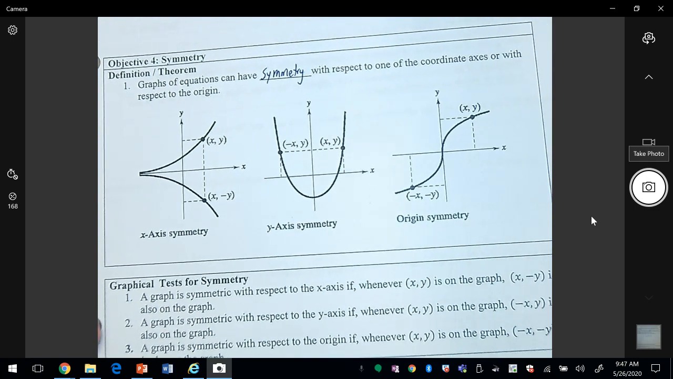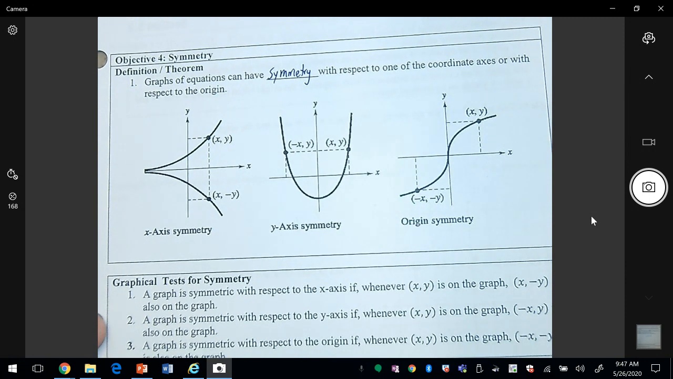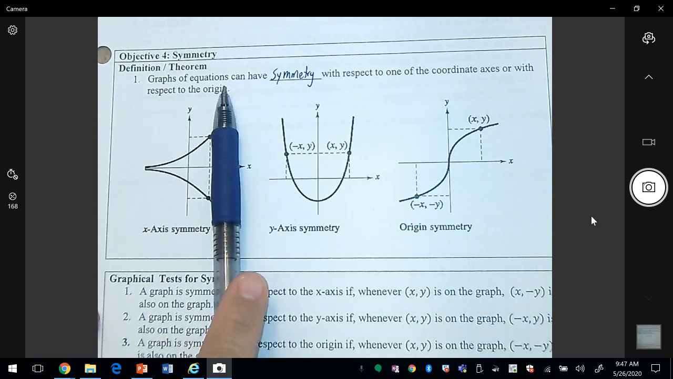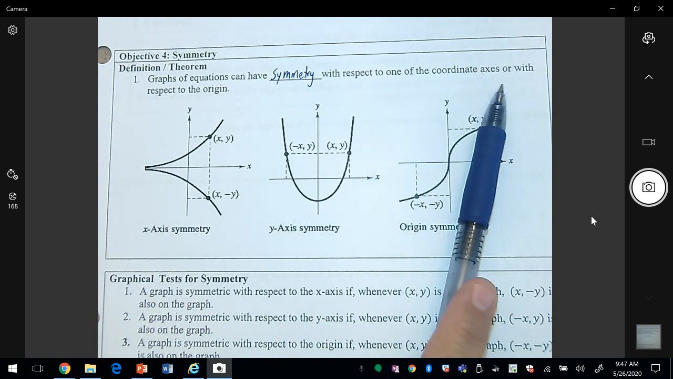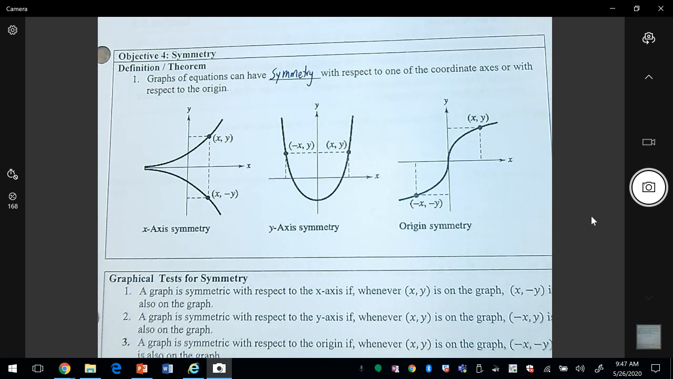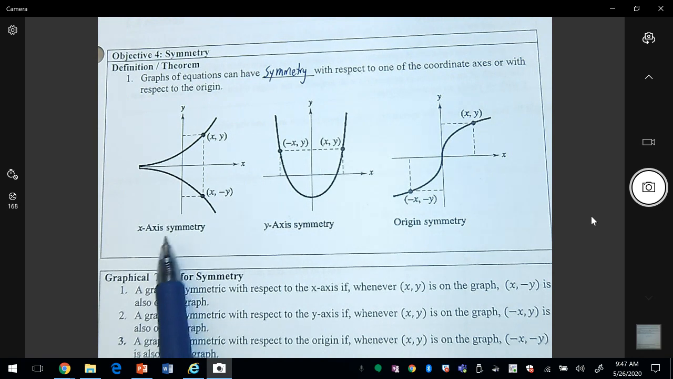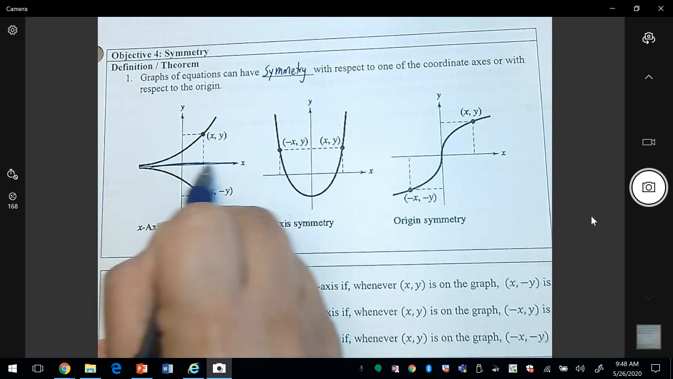Section 1.2, Part B. In this video, we're going to look at symmetry of functions. Graphs of equations can have symmetry with respect to one of the coordinate axes or with respect to the origin. First, x-axis symmetry. Here is your x-axis right here.